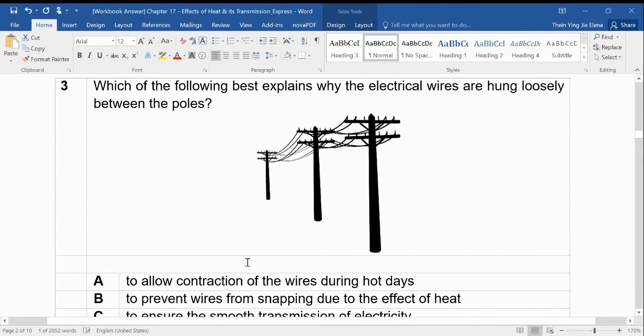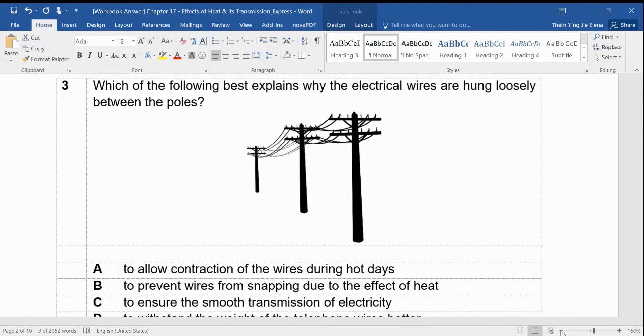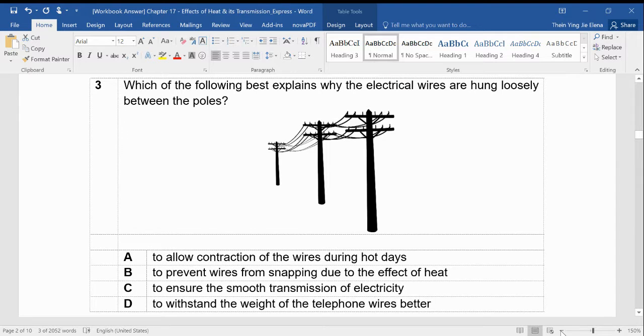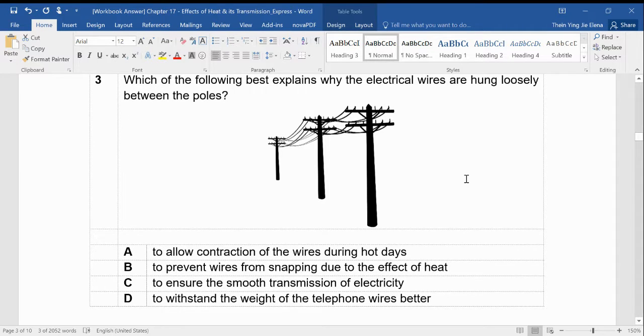Let's go to question 3. Which of the following best explains why the electrical wires are hung loosely? To allow contraction during hot days. So when we see this, it already doesn't make sense because when it's hot, it should expand, not contract. So A is definitely not true. I'll just write no.